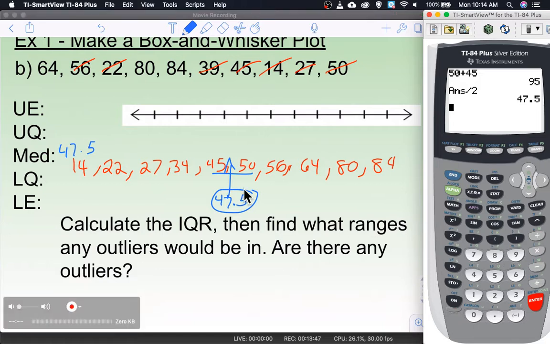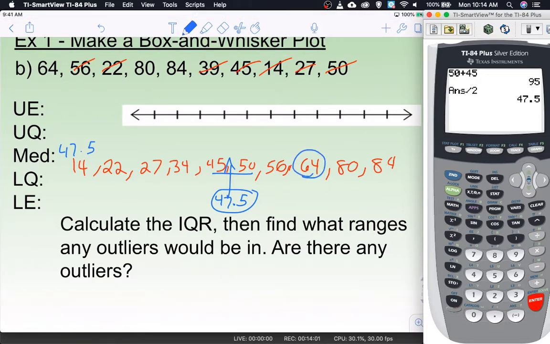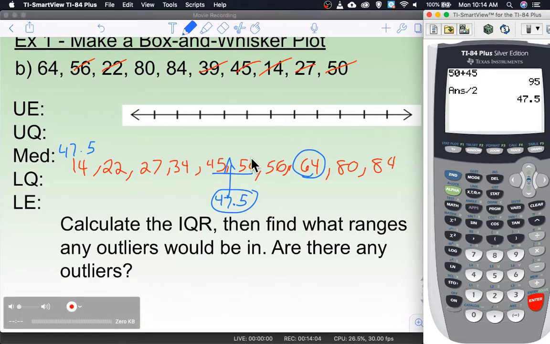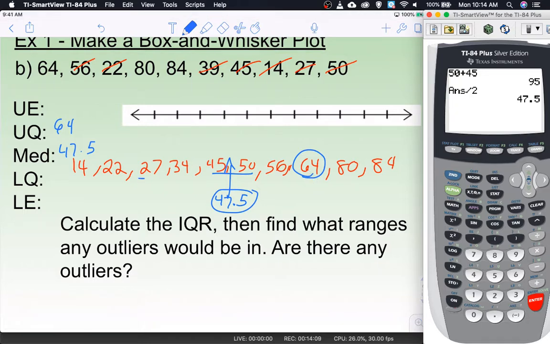Now, when you're finding your upper quartile and lower quartile, you do not count this median, but you can count this 50 and this 45. They're not your median. So on my upper side, I have 5 numbers, which makes 64 the upper quartile. That's the median of the upper half. Out of these 5, he's the one in the middle. I have 27 as my lower quartile. That gives me 84 as the biggest number and 14 as the smallest number.